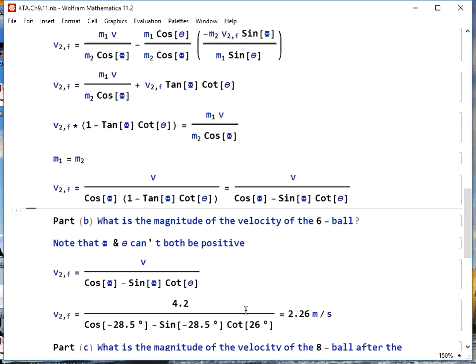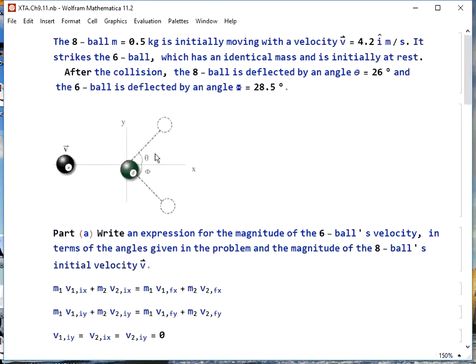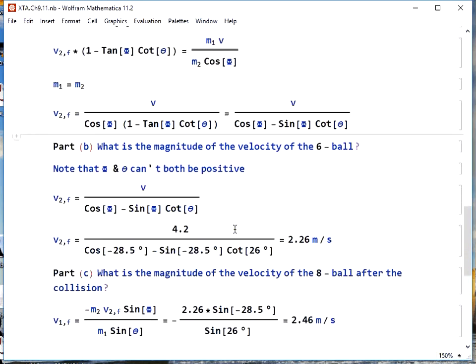Part B, what is the magnitude of the velocity of the 6 ball? One thing we have to notice is phi and theta can't both be positive. If you look at the drawing, even though they were both given to you as positive, we can't make them both positive and have the answer make any sense. One has to be in the negative direction.